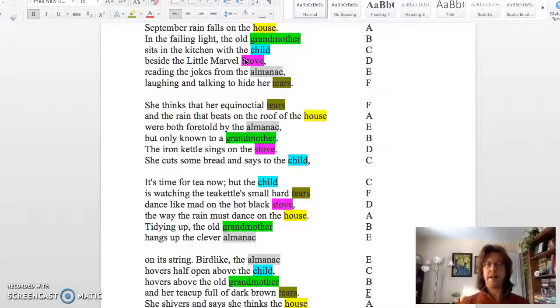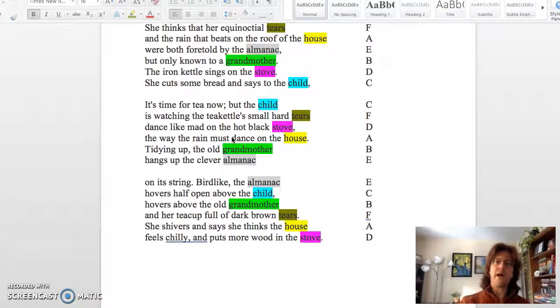September rain falls on the house. In the failing light, the old grandmother sits in the kitchen with the child, beside the little marble stove, reading the jokes from the almanac, laughing and talking to hide her tears. She thinks that her equinoctial tears and the rain that beats on the roof of the house were both foretold by the almanac, but only known to grandmother. The iron kettle sings on the stove.